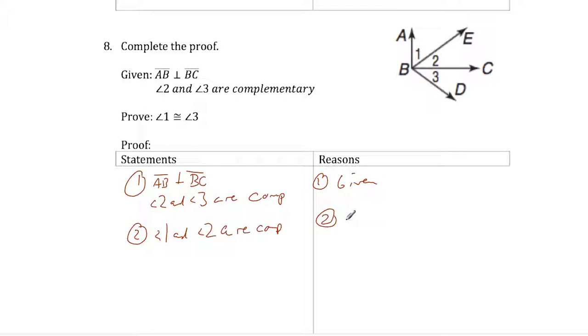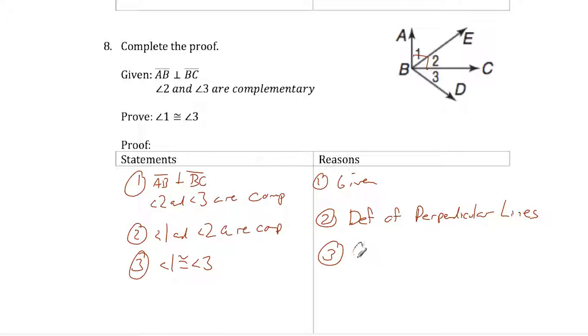And this is because we can just say definition of perpendicular lines. Perpendicular lines meet at a right angle, so angles 1 and 2 must be complementary. For step 3, well, if we know that 1 and 2 are complementary and 2 and 3 are complementary, we can say that angle 1 is congruent to angle 3, and this is actually the complement angle theorem.